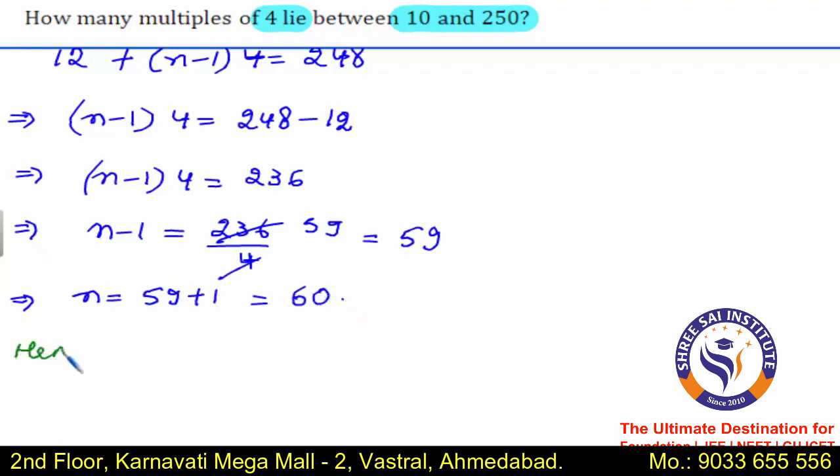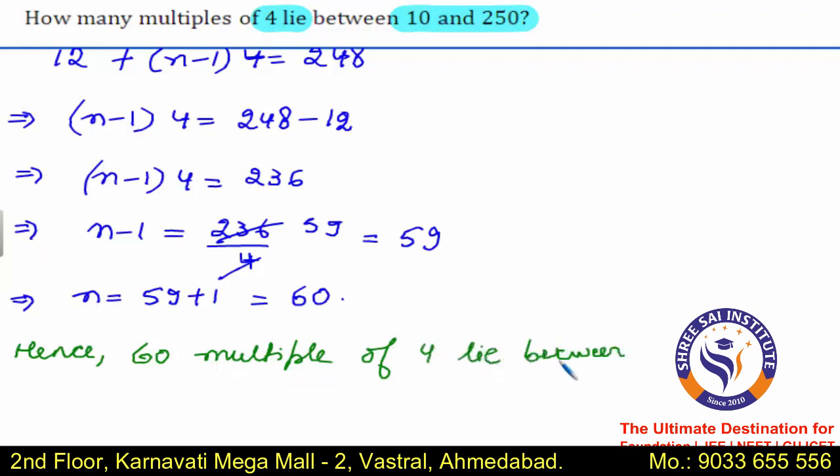Hence, 60 multiples of 4 lie between 10 and 250, since the last term is 248, which is the 60th term. This completes the solution.